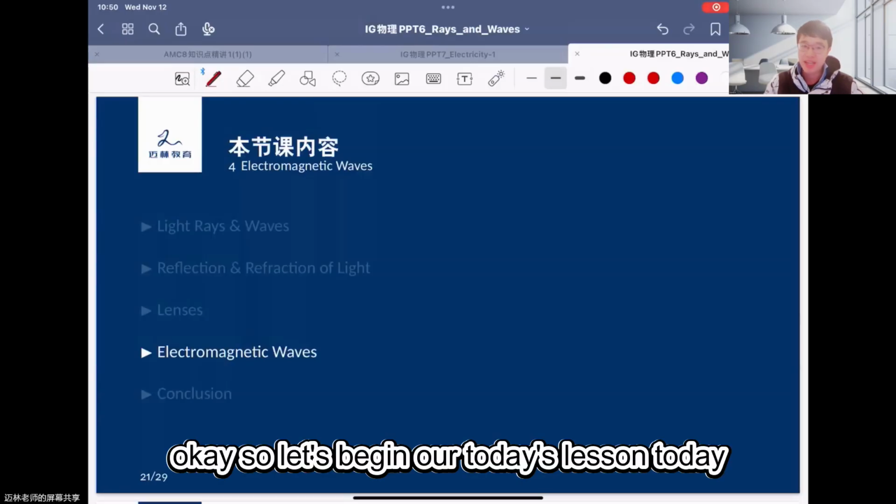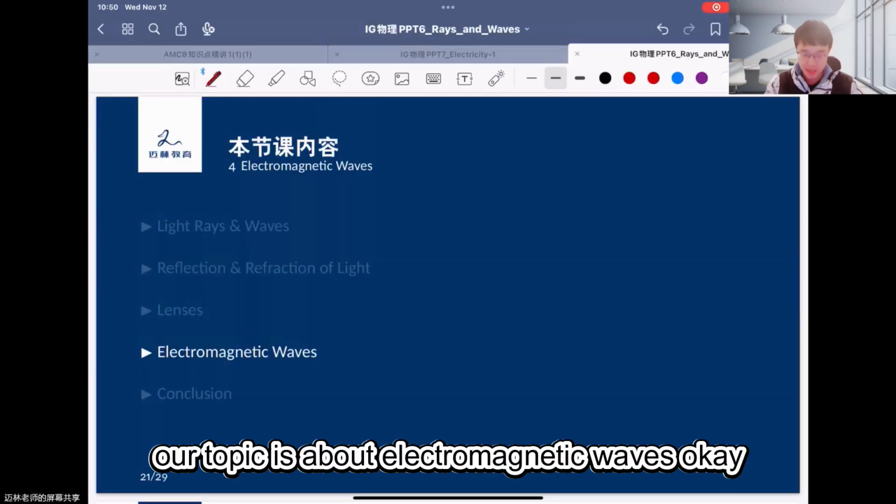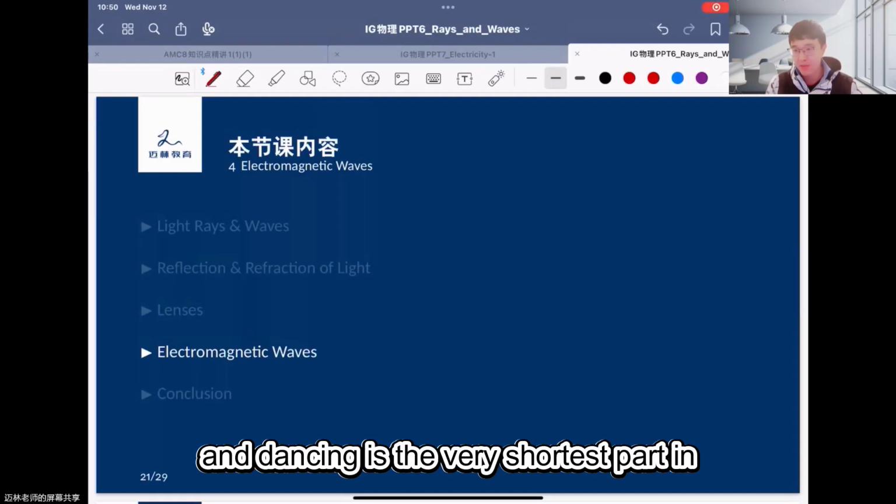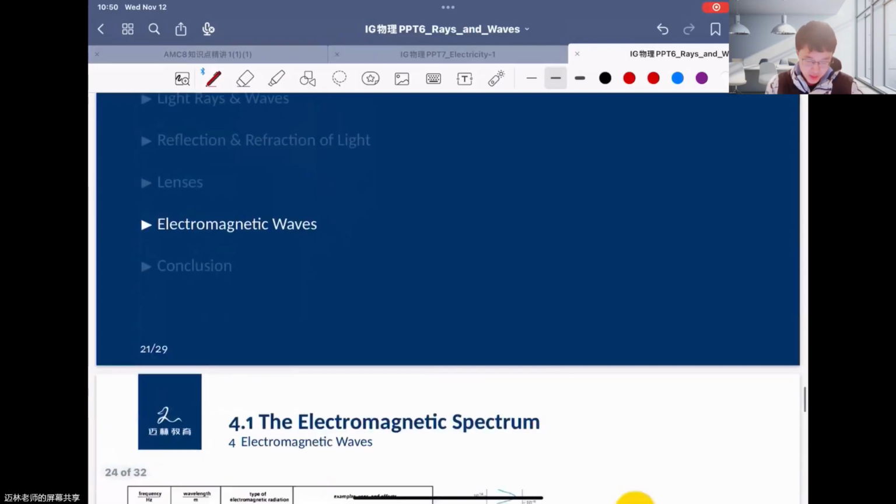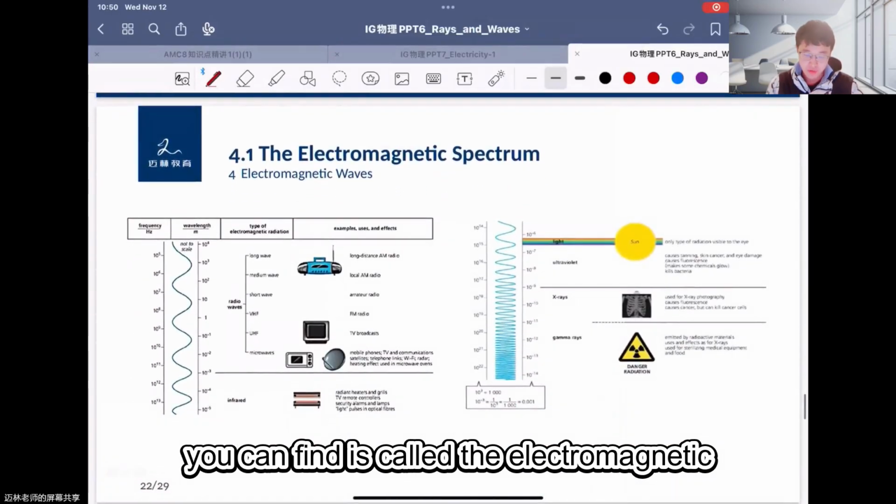Okay, so let's begin today's lesson. Today our topic is electromagnetic waves. I think it's the shortest part in this slide. So let's move to the first part, which is called the electromagnetic spectrum.